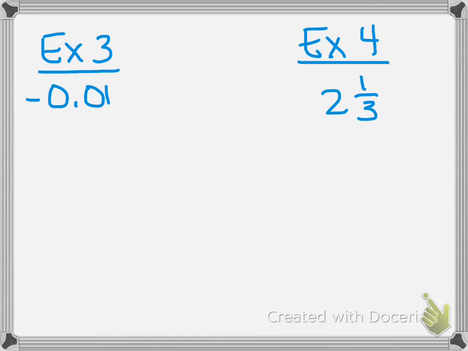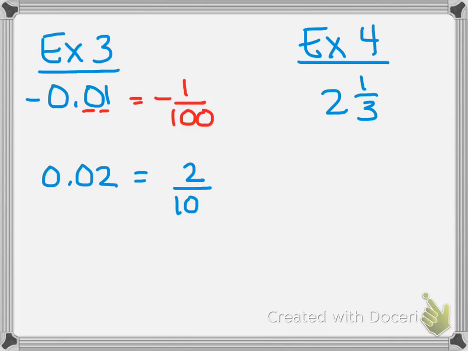Example 3, negative 0.01. We have two decimal places, so that's the hundredth place. So this fraction is negative 1 over 100. If we had something like 0.02, that's 2 over 100, which can be reduced to 1 over 50.